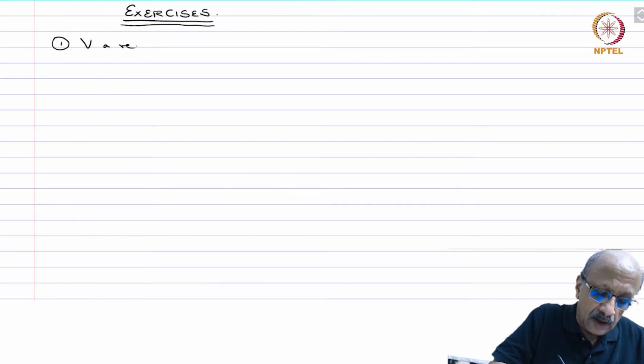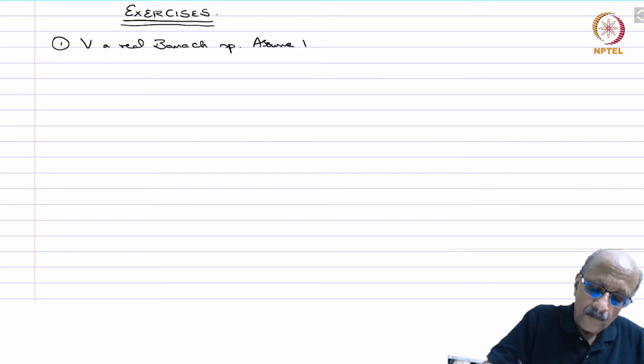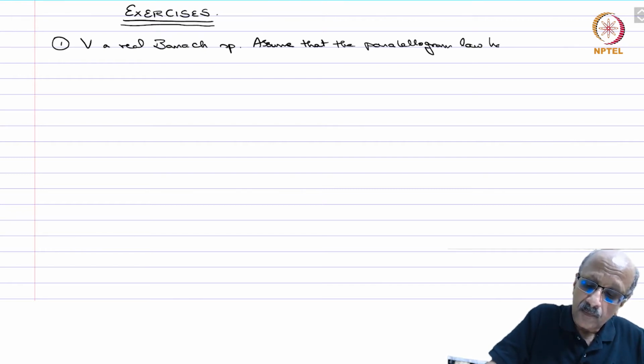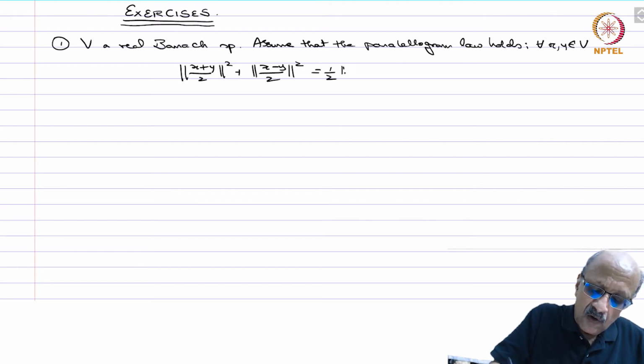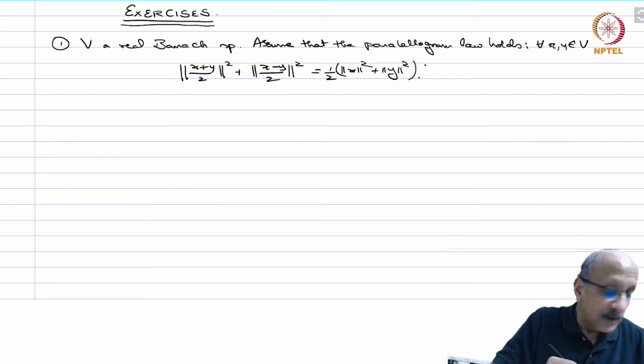Okay, so now it's time to do some exercises. Let V be a real Banach space and assume that the parallelogram law holds. That means for every x, y in V, we have norm of (x plus y)/2 squared plus norm of (x minus y)/2 squared is 1/2 of (norm x squared plus norm y squared). Then V is a Hilbert space.